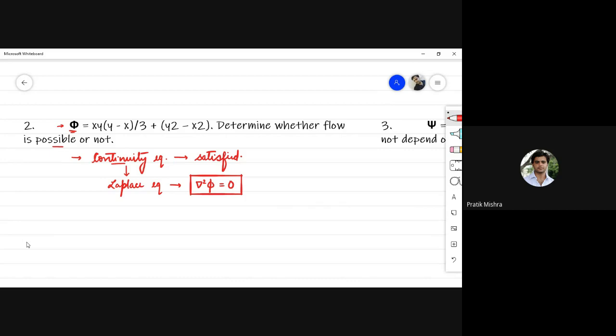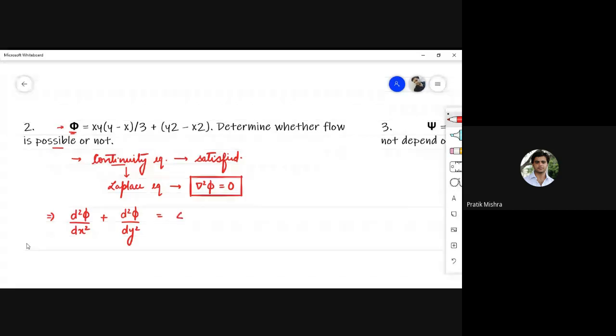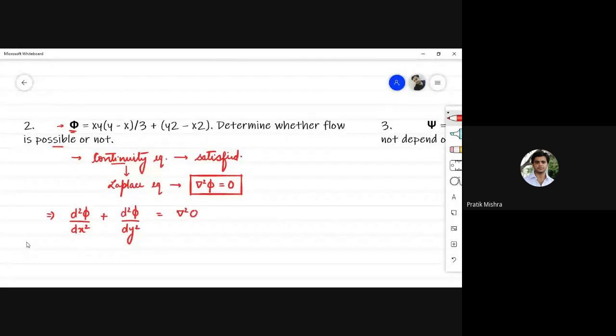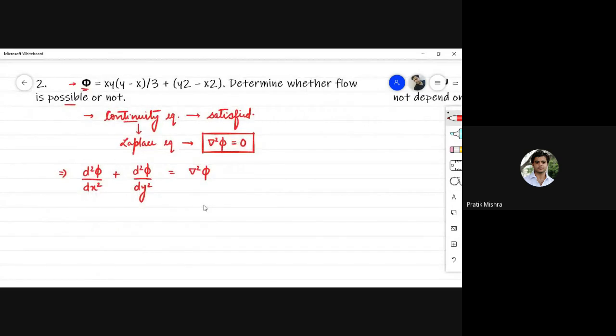So in order to prove this delta square phi is equal to 0, you need to calculate two things, that is d2 phi by dx square plus d2 phi by dy square. This is delta square phi. Okay, step by step, we will calculate each thing one by one.